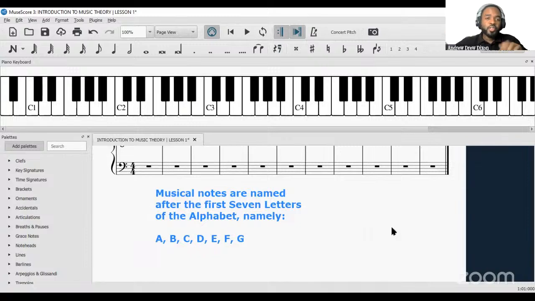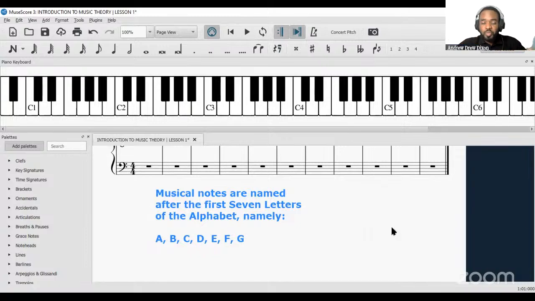Okay, so if you want to find C, you look for the group of two black keys, and then the white key that is directly to the left of that group is your C. So this is C, this is another C, that's another C, and so on.